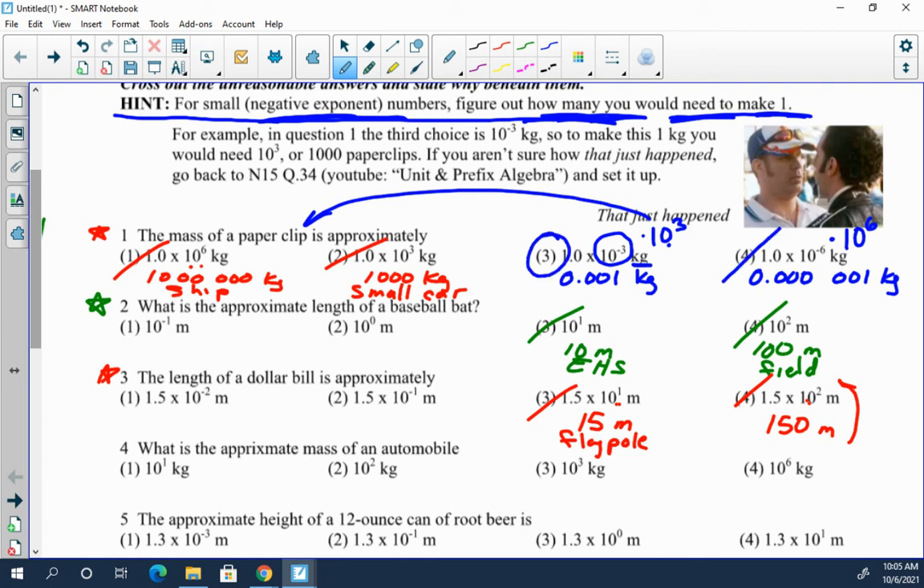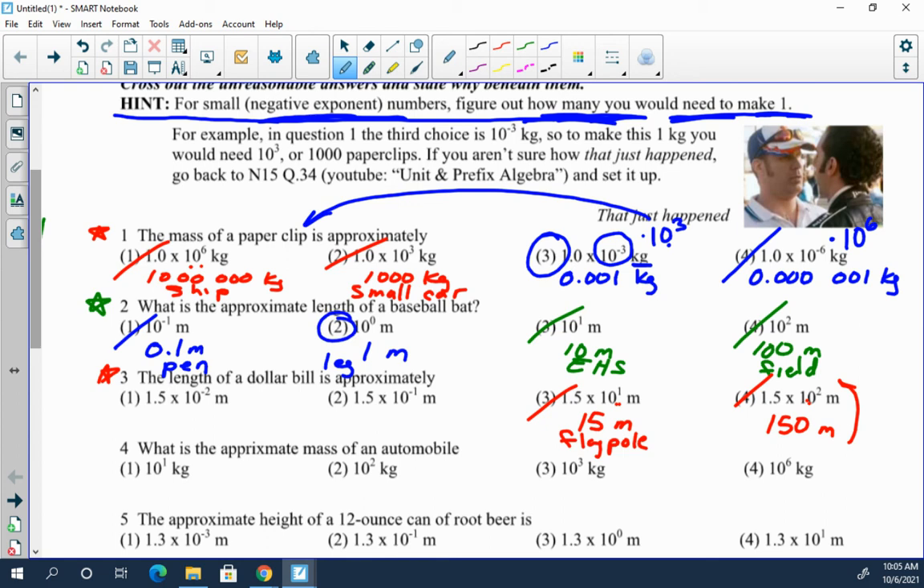Here's your answer. If we look at choice 2, you get a similar scenario. Baseball bat, 10 to the 0 is 1 meter, and 10 to the minus 1 is 0.1 meter. Well, this is like your leg, and this is like a pen. Well, baseball bat is not as small as a pen. It is close to your leg. You'll see that there's really only one good answer in all of these.